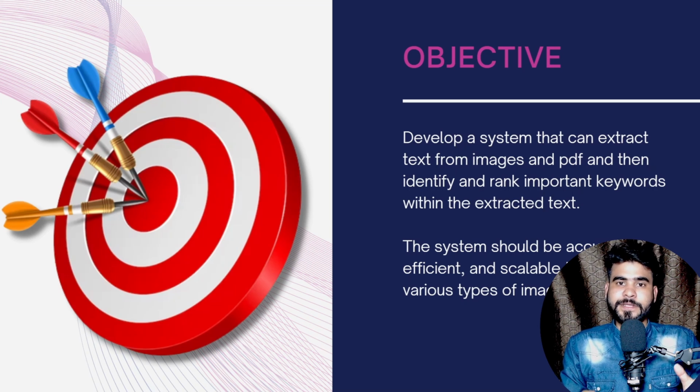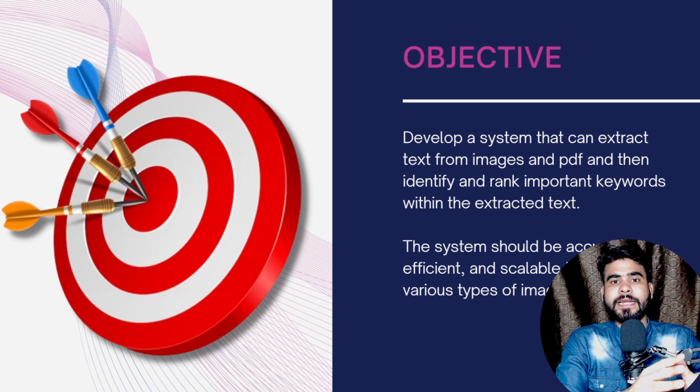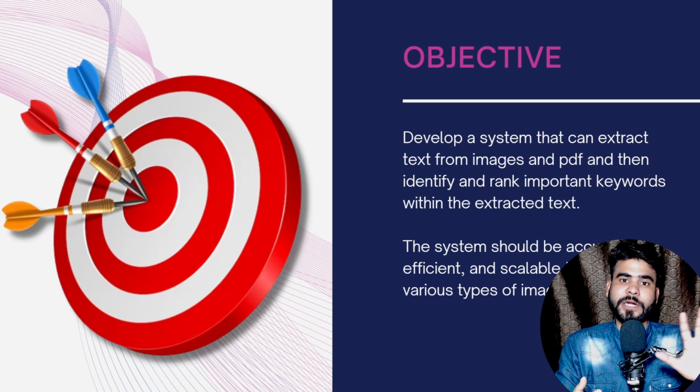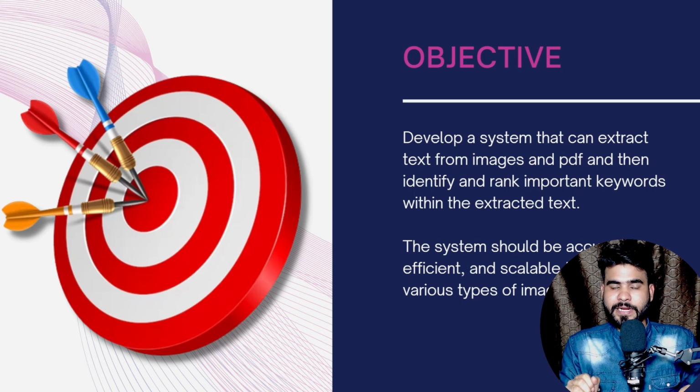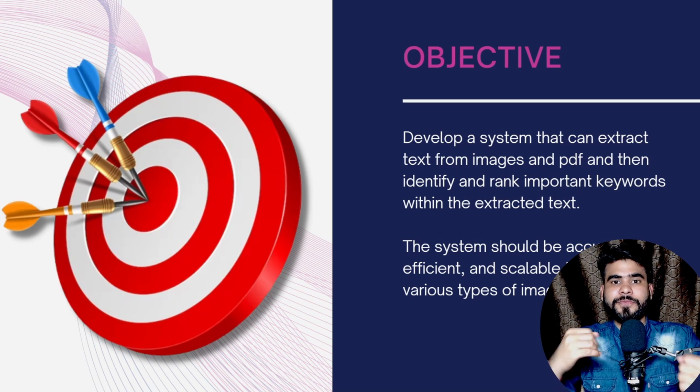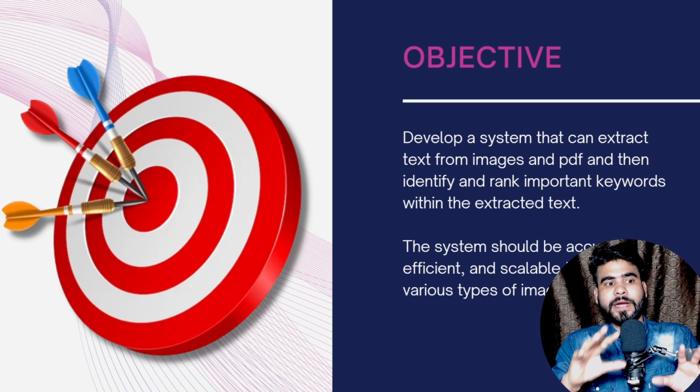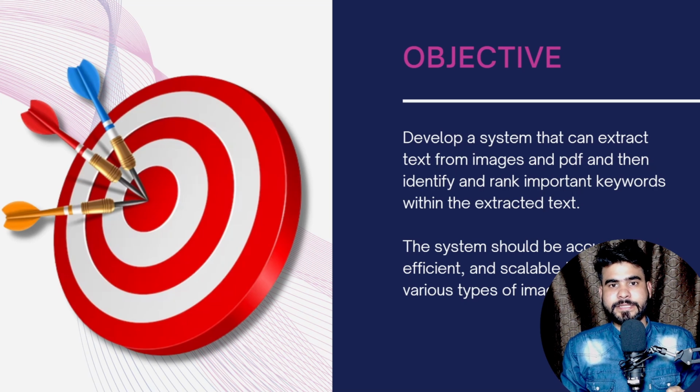So in the first phase, we extract the entire text from the image or from the PDF file. After extracting the complete text, we are going to find the important keywords from that text. So this is the main problem statement that we have.